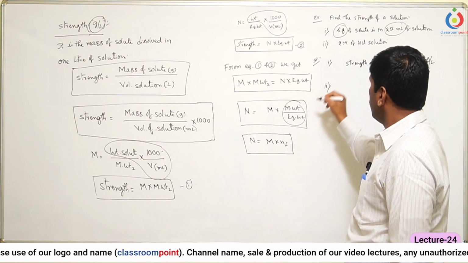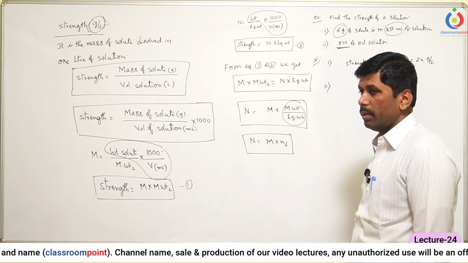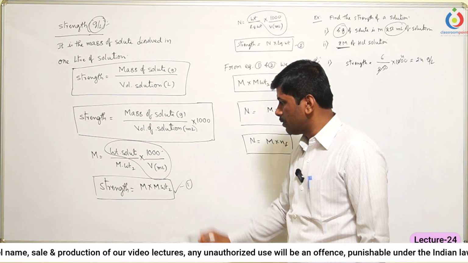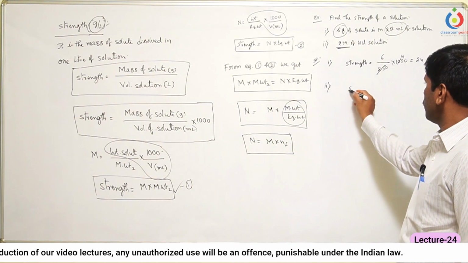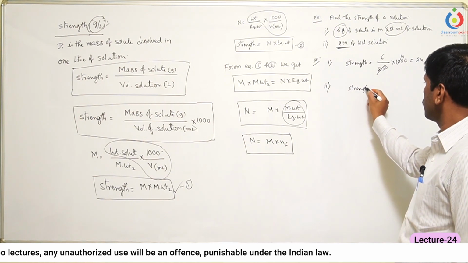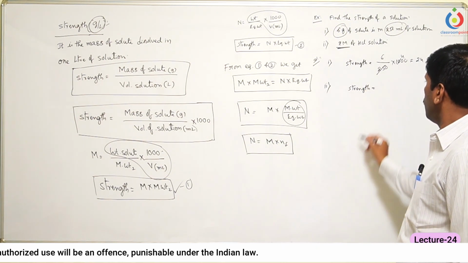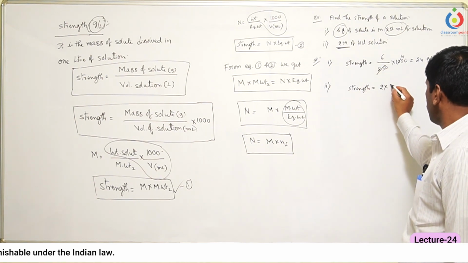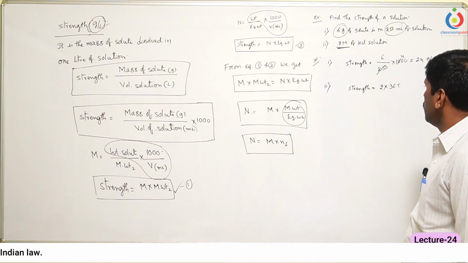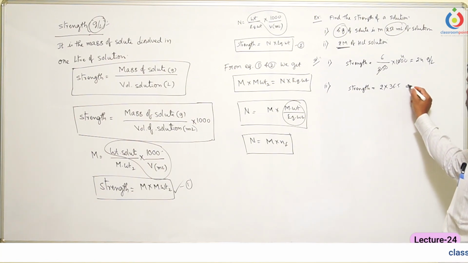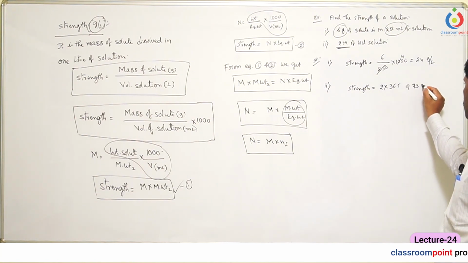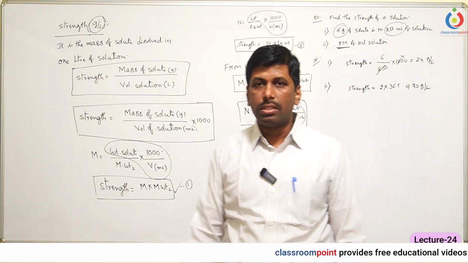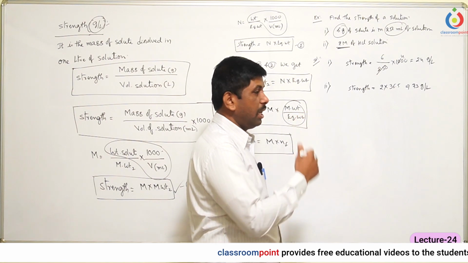Similarly, let us calculate the strength of the 2 M HCl solution. We know that molarity and strength are related by this formula: strength is equal to molarity, 2, into the molecular mass of HCl, which is 36.5 grams per mole. So this is equal to 73 grams per liter. Like that we can relate strength with molarity in calculations.